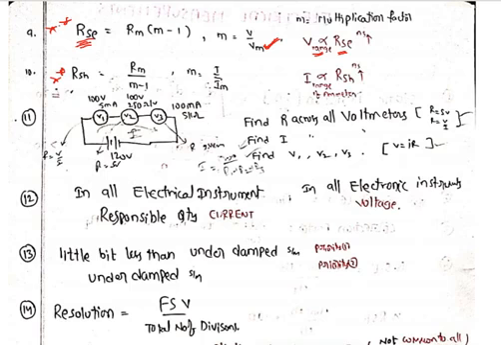Here m equals I by Im, where Im is the meter current and I is the measured current, that is the range of current. So questions usually ask in this way, as in the 11th one, you see.